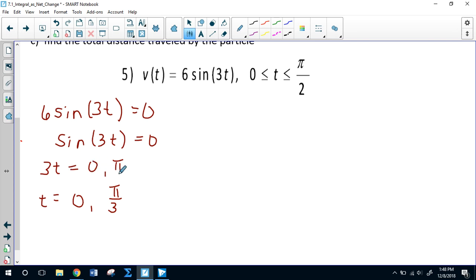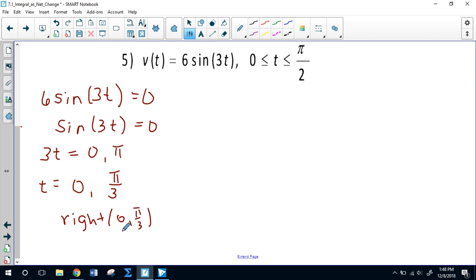Okay, so when I do a number line test, what we're going to find is that the particle is moving to the right from 0 to pi over 3, and it's moving to the left from pi over 3 to pi over 2. And you would do this with a number line test, okay? That means you need to do it.